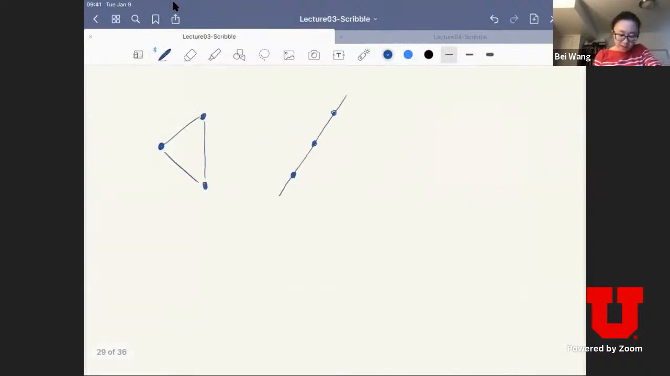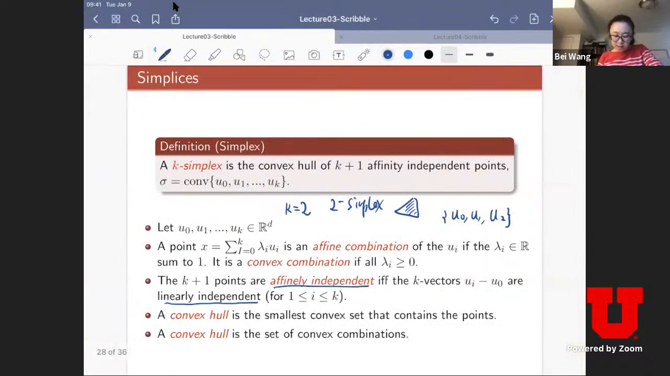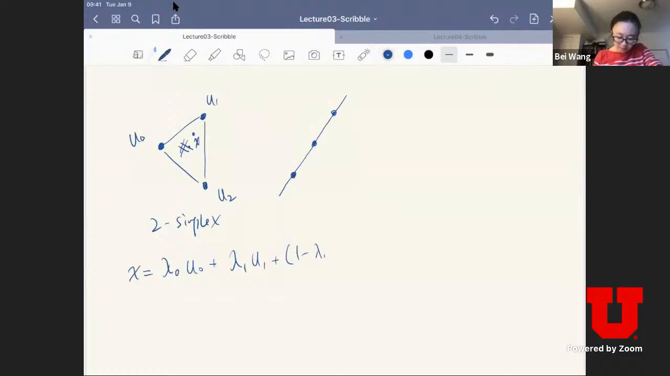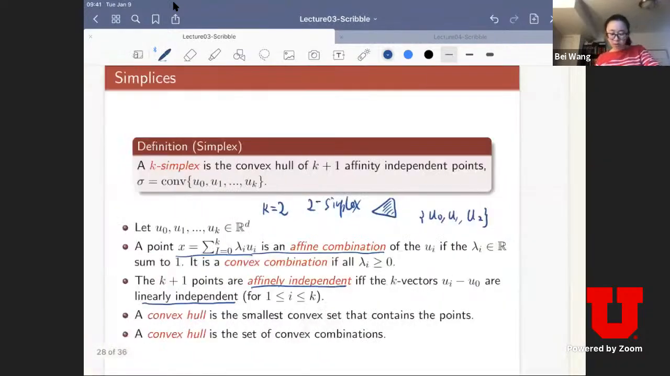And another property is that, let's say I have points u0, u1, u2, then what is inside is what's called an affine combination, a linear combination of all the points with weights, okay? So basically if I take a point inside, remember this whole triangle, including the interior, is my two simplex. And if I pick a point in here, call it X, X is in some form of linear combination. I'm using lambda, so it's going to be lambda 0 u0 plus lambda 1 u1 plus lambda 2 u2, where lambda 2 is actually 1 minus lambda 0 minus lambda 1. Okay. And of course, if I assume lambda 0 and lambda 1 are bigger than or equal to 0, this is what's called a convex combination.